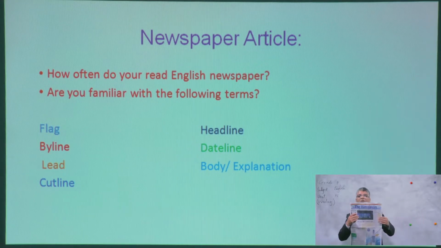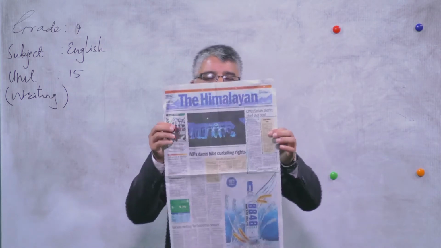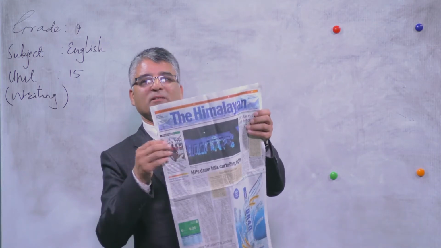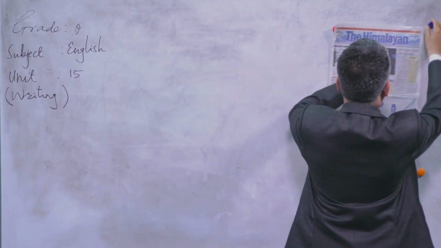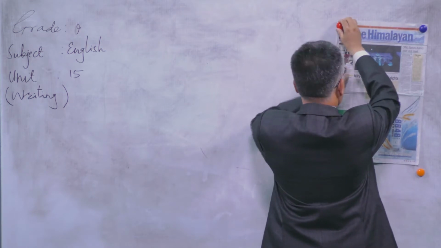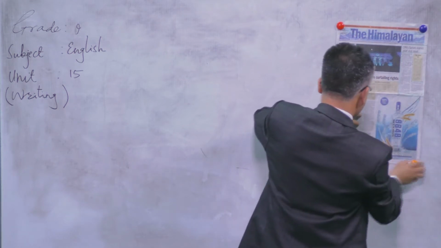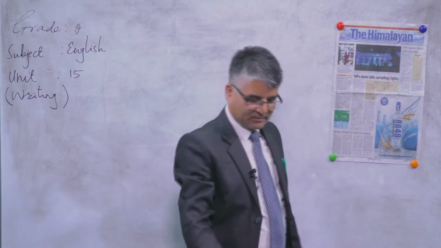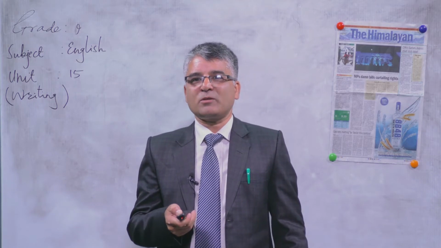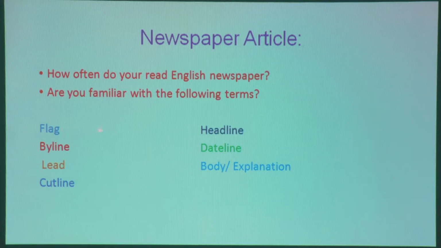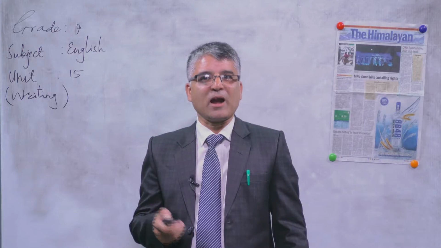This is the format of a newspaper. Yeah, the first front part, right? This is the whole newspaper. So let's see some of the contents of a newspaper article. Are you familiar with these words: flag, headlines, bylines, deadline, lead, body or explanation, or cutline in a newspaper article?